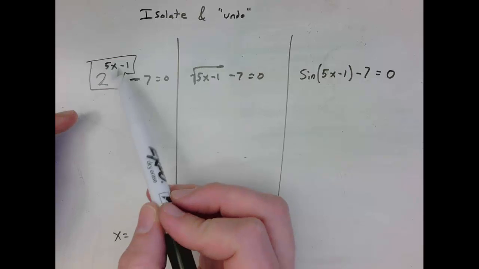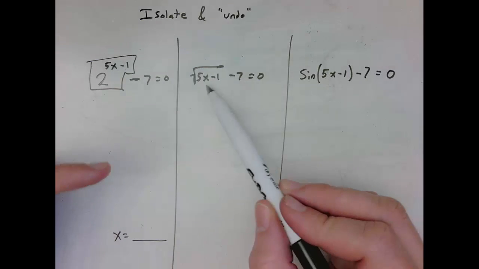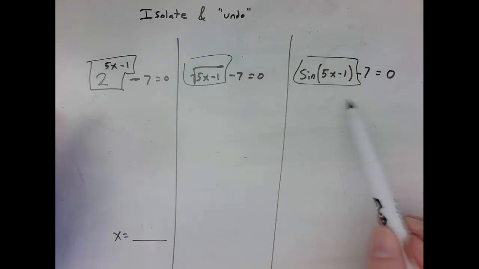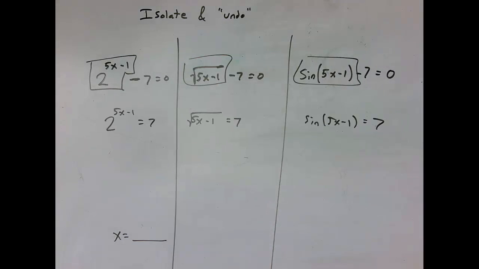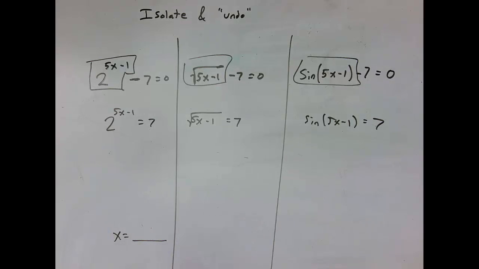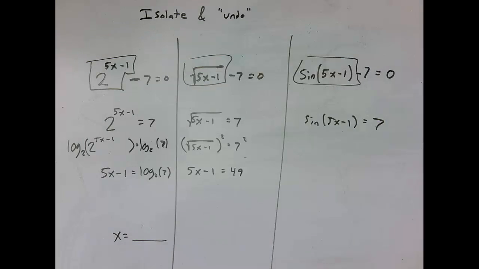So here x is inside of 2 to the something, here it's inside of a root, here it's inside of sine. In each of these cases, we isolate the term by adding 7. Now that each term is isolated, we can apply the inverse function to both sides to undo it. The inverse of 2 to the power of something is log base 2. The inverse of square root is squaring, and the inverse of sine is arcsine.